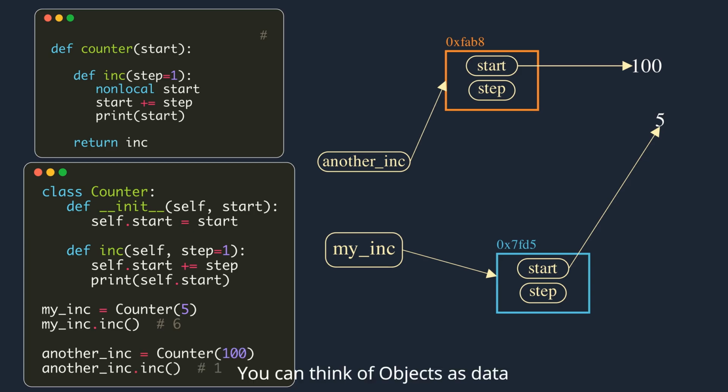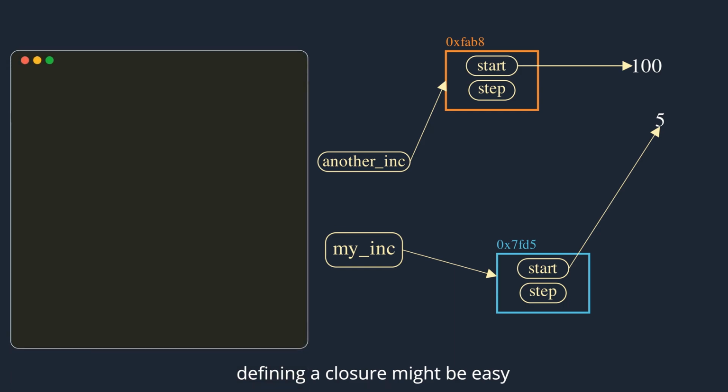You can think of objects as data that have some functions attached to them and closures as functions that have some data attached to them. With closures, we were able to achieve the same thing. Whether to use the class or closure is up to you. For simple use cases, defining a closure might be easy.